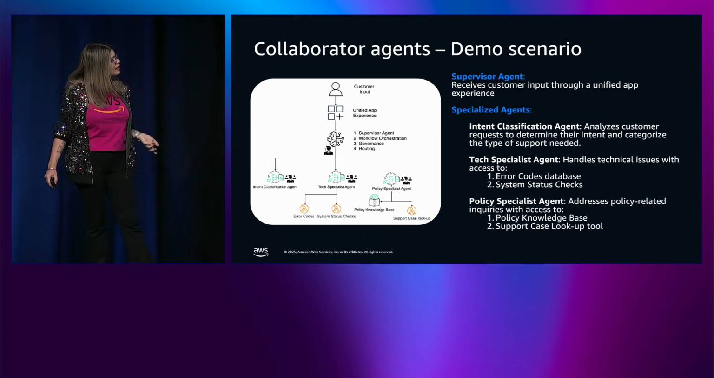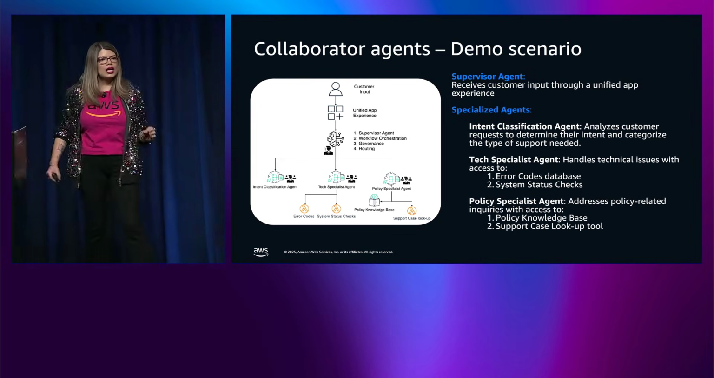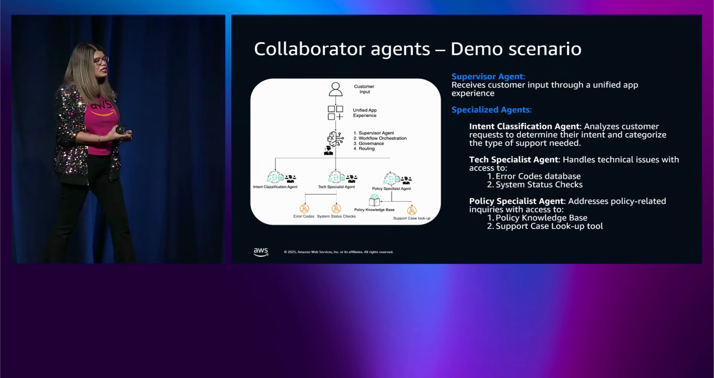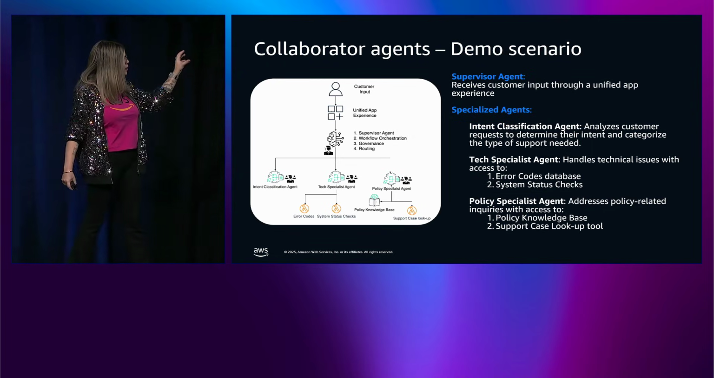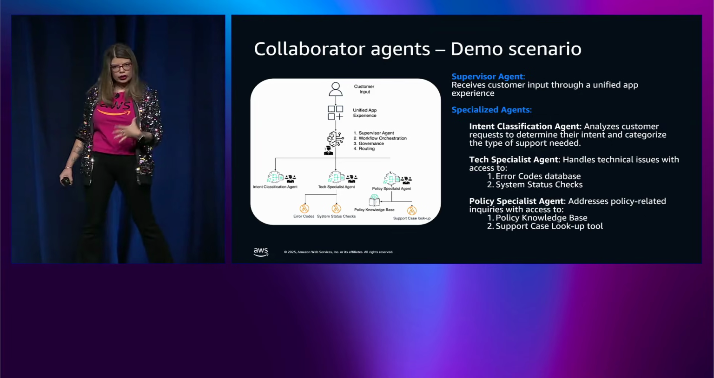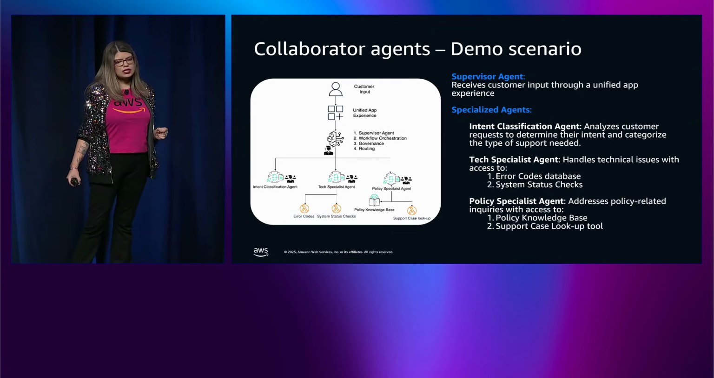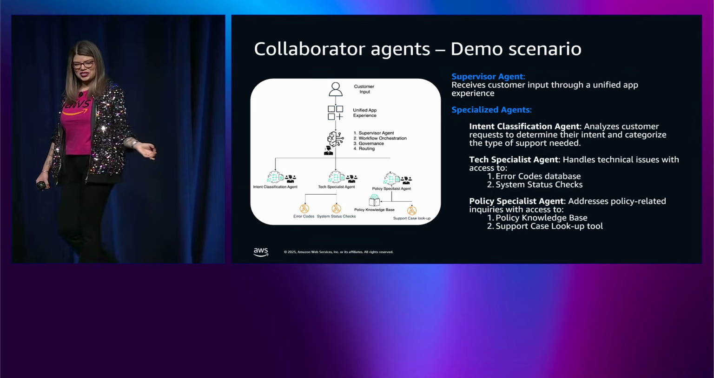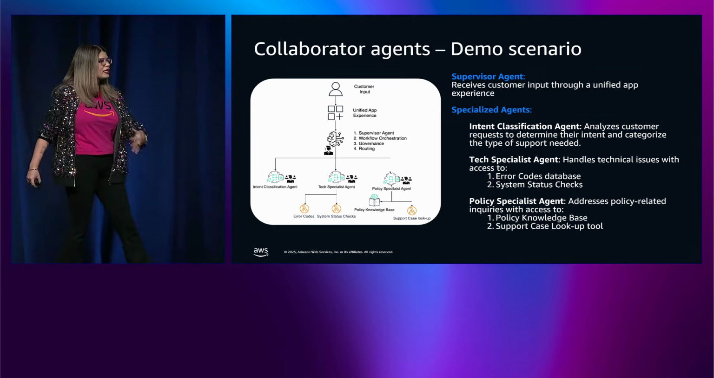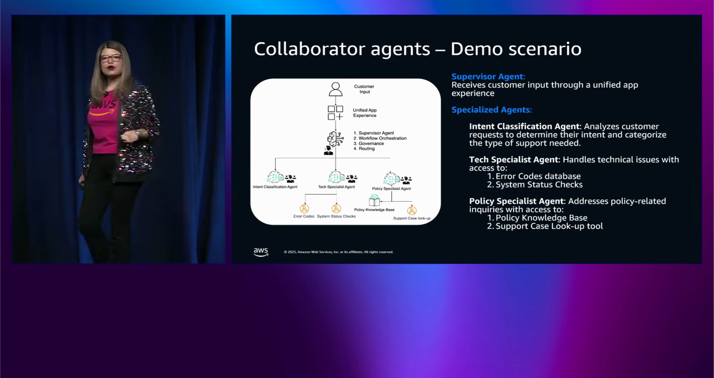So the intent classification agent will check the solicitation and classify. Is it urgent? Is it necessary to call the tech specialist agent, or is it a case that we have to check an internal policy to answer this customer? The tech specialist knows everything about technology. So it's able to check the error codes to provide guidance for the customer itself to fix the problem, or maybe to escalate to someone.